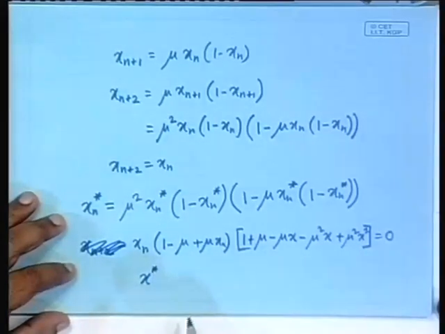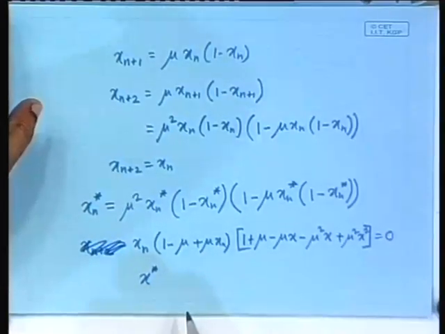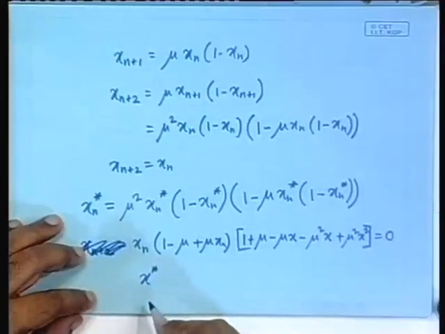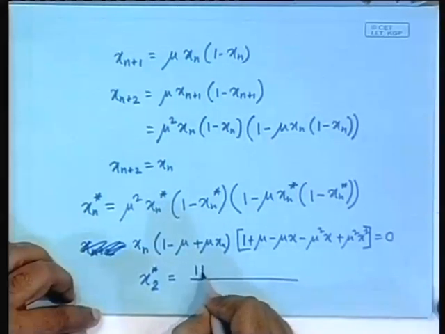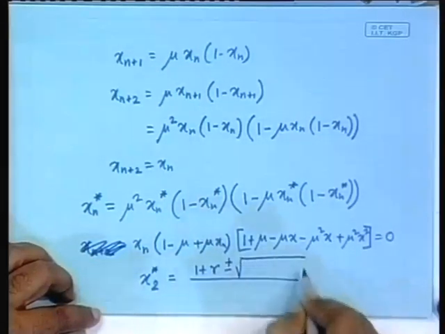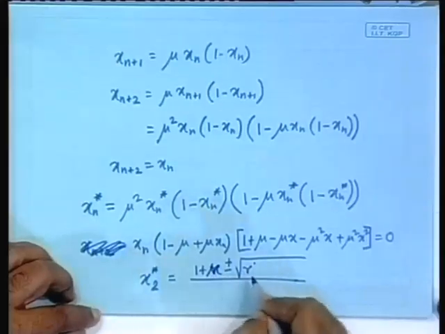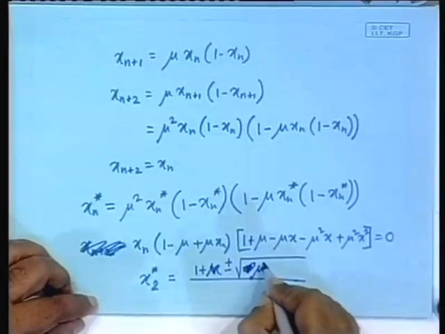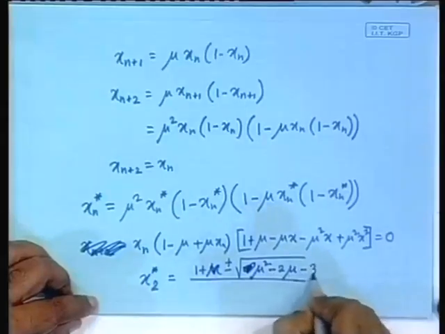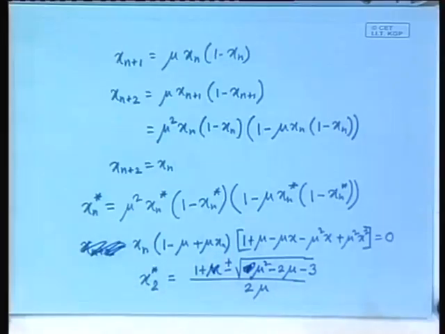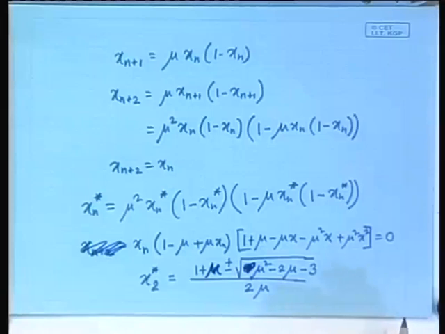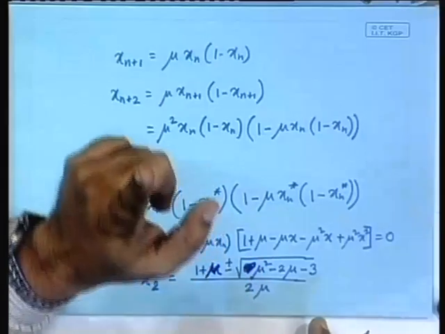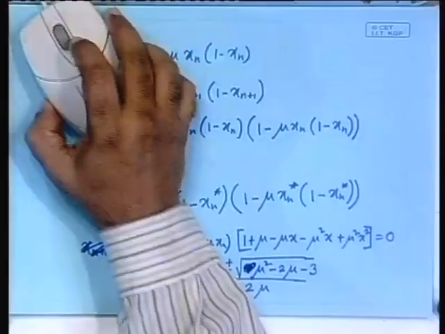star, we have to give it a separate name, because x star was the x 2 star, then equal to 1 plus mu, plus minus root over, sorry, mu square minus twice mu minus 3 divided by twice mu. Is it legible? Yes. Okay. So these two are the new roots. These two are the roots of the period 2 orbit. In fact, that is exactly what you see here. These are the two positions.